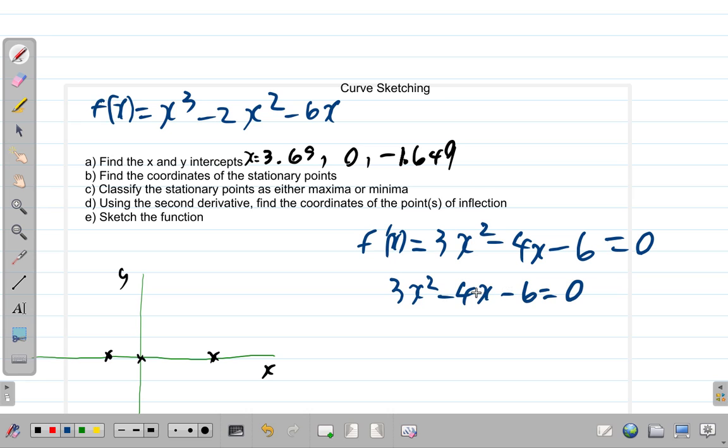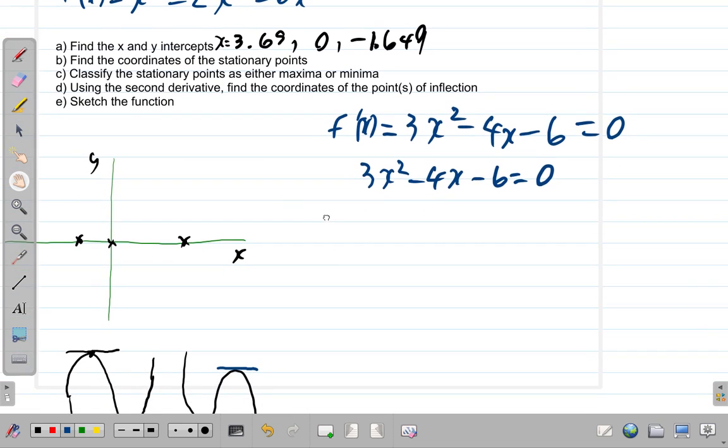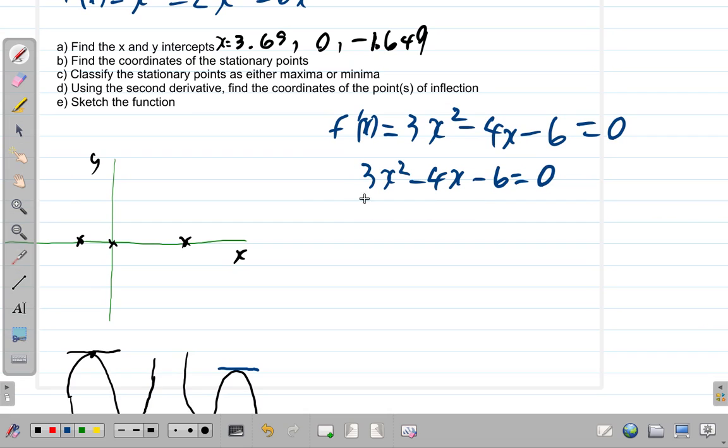We need to solve this. This is a quadratic equation, so we're going to have to use the quadratic formula. Let's use the quadratic formula. x equals negative b. b is negative 4, so negative b is positive 4, plus or minus the square root of b squared, which is 16, minus 4ac, 4 by 3 is 12, 12 by negative 6 is negative 72. Alright?